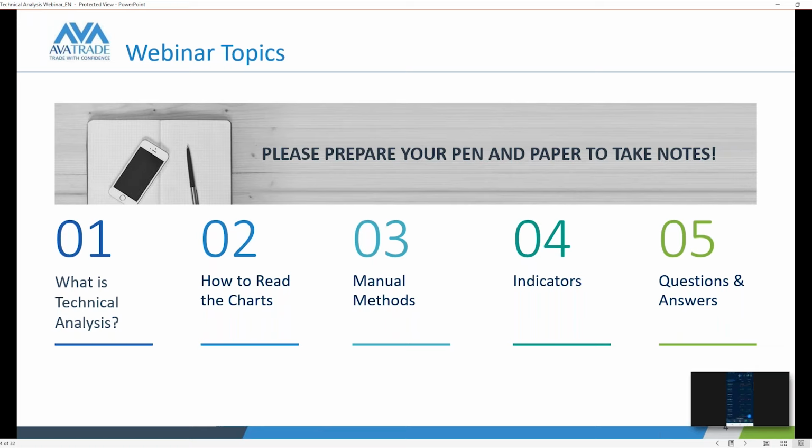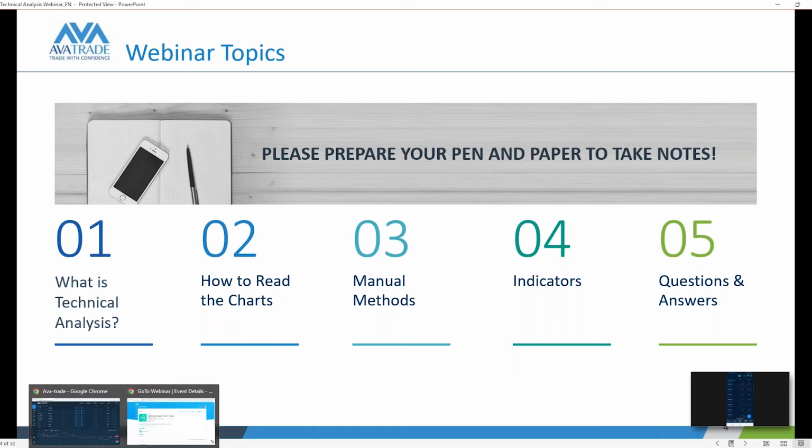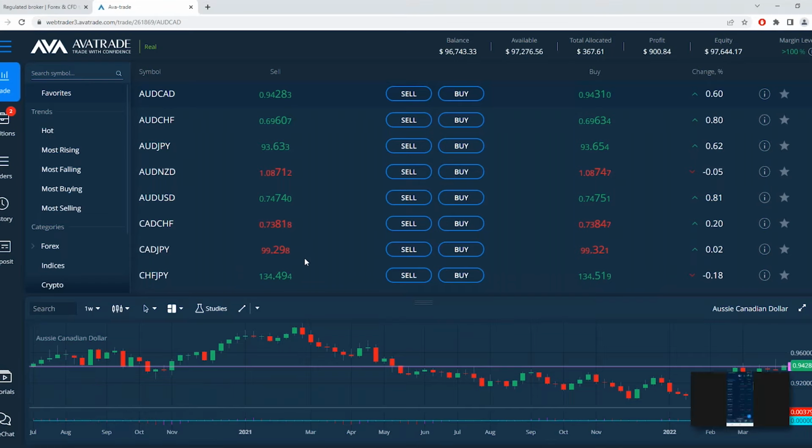I'm not against indicators, but it's a good idea to understand the manual method so that you actually understand the candles yourselves and the movements, and then add indicators to help support your theories and your ideas that would make sense. Now, what we really want to do is start out understanding the direction of the fundamental news today.